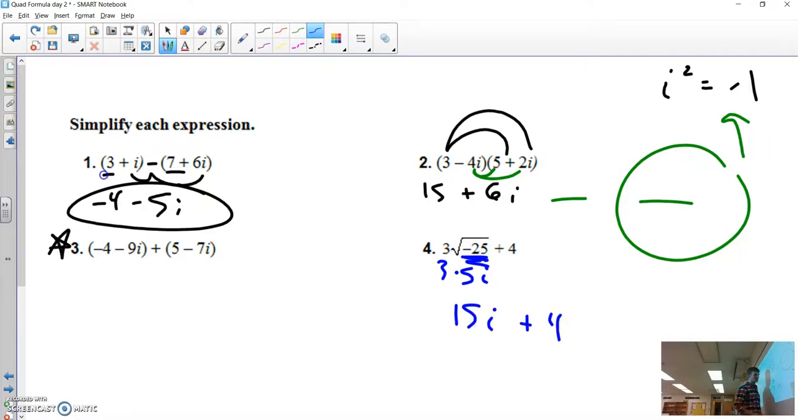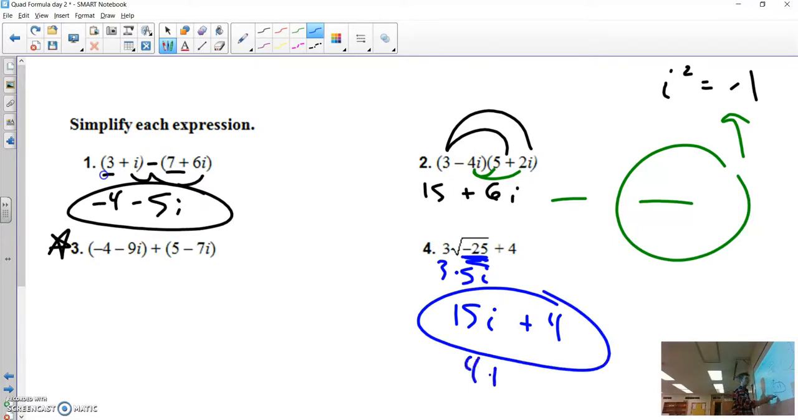Plus 4, are those like terms? No. So you can't put those together. So if I wanted to flip the order, you could. That's okay too for that a plus bi form. That's how you'd see a multiple choice answer. But they really are the same thing.